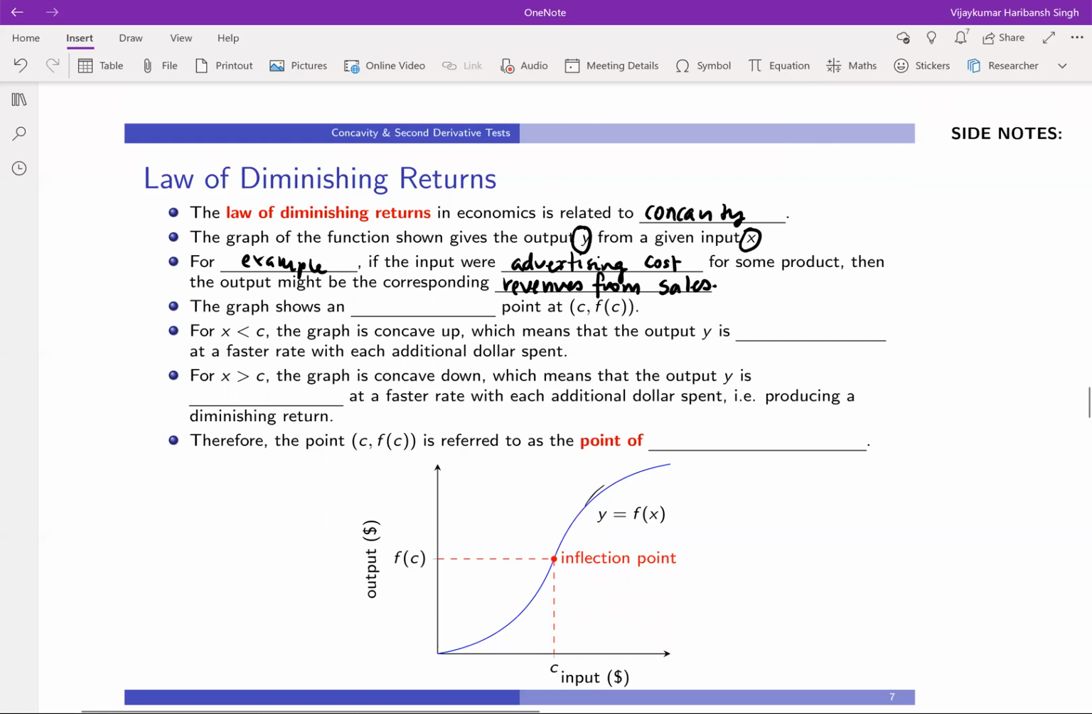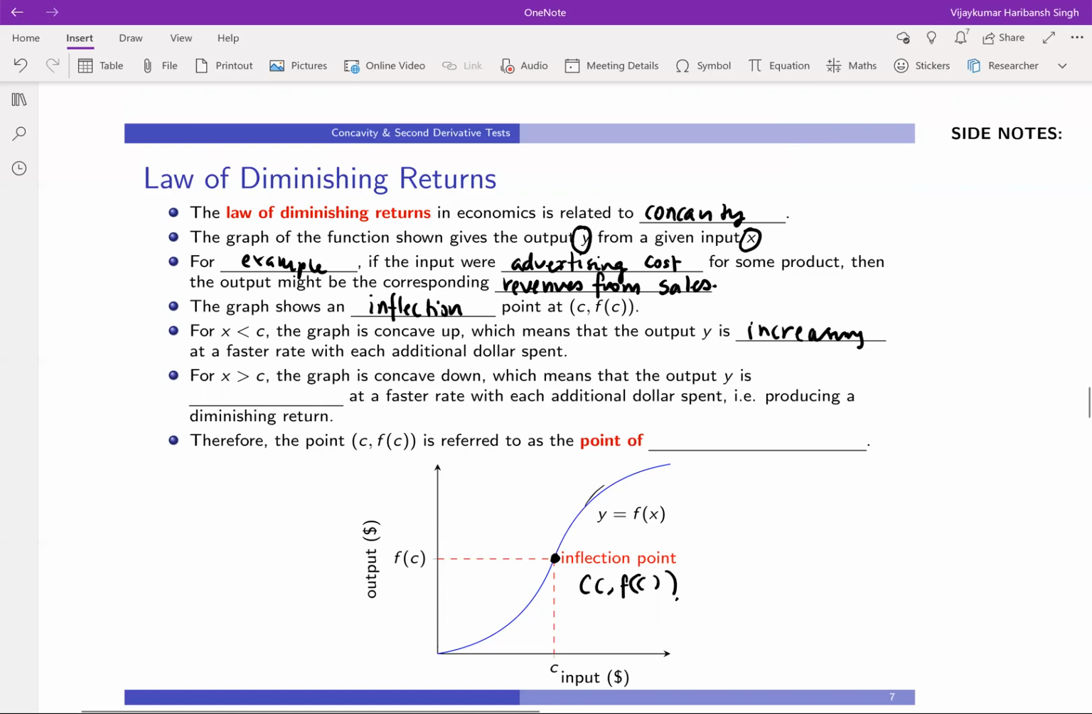Now the graph shows an inflection point. You see here it's concave up and then it becomes concave down. So this is your inflection point, C comma f of C. So if x is less than C, the graph is concave up, which means the output y is increasing at a faster rate with each additional dollar spent, right?